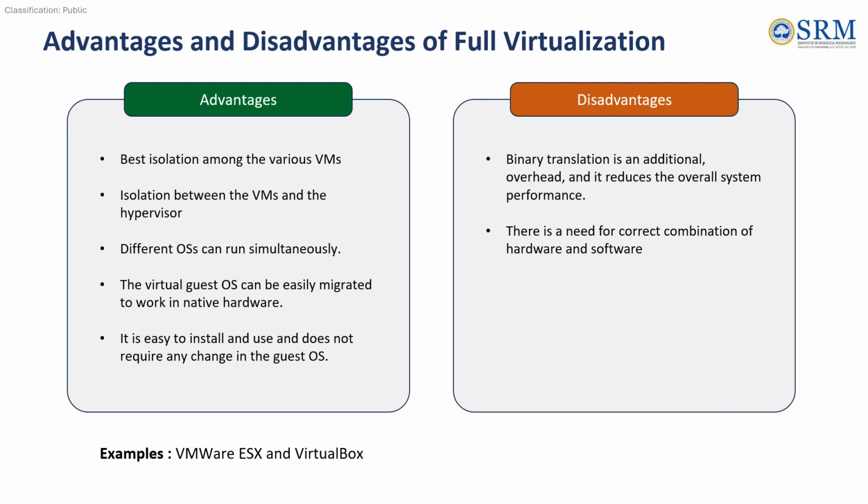However, full virtualization also has some disadvantages. Since binary translation is used, additional overhead is introduced which can reduce overall system performance. It also requires a proper combination of compatible hardware and software to function efficiently. Common examples of full virtualization platforms include VMware ESX and VirtualBox.